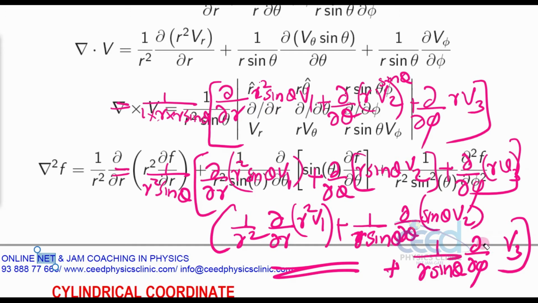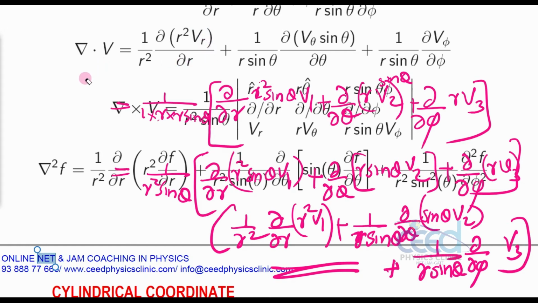Okay, so ∂φ of v3, and here also this r we cancelled, so there is no r², there is no r, so sin θ v2, right? So that is v2, meaning v_θ, the component of θ. Okay, so that is v2 sin θ, that is 1/(r sin θ). Here you can see 1/r² ∂/∂r of r² v1. Okay, v1 means the component of r. Okay, so this is all about div.